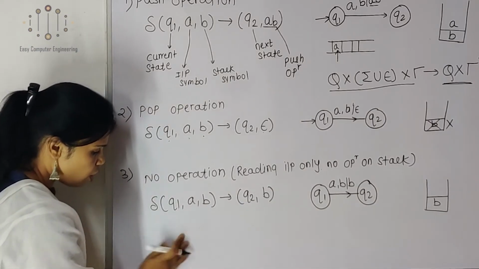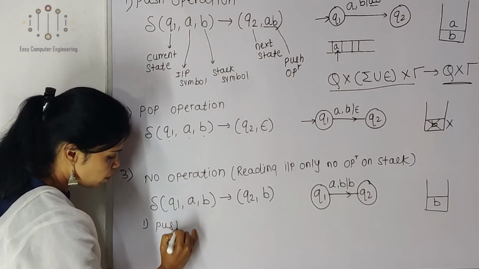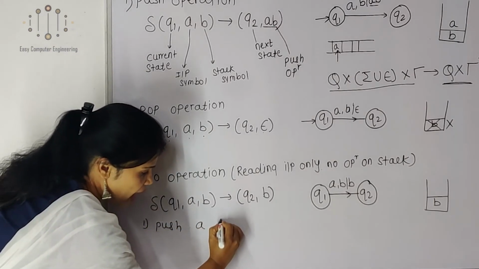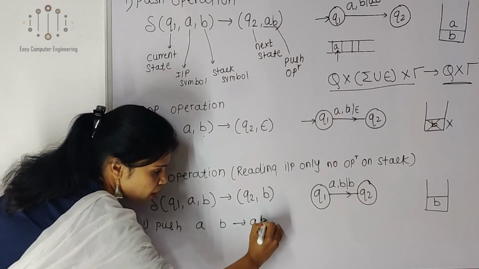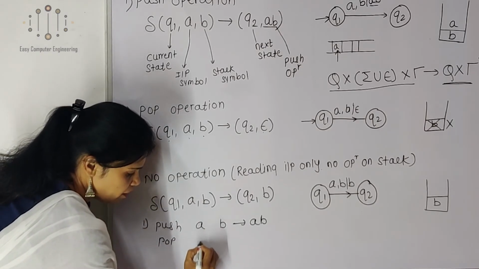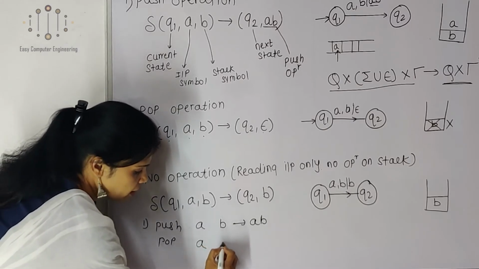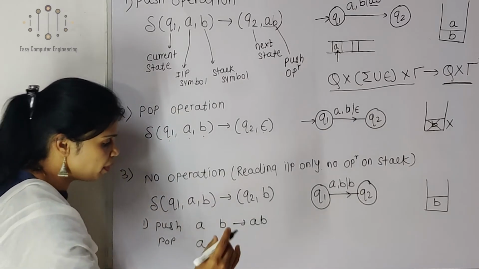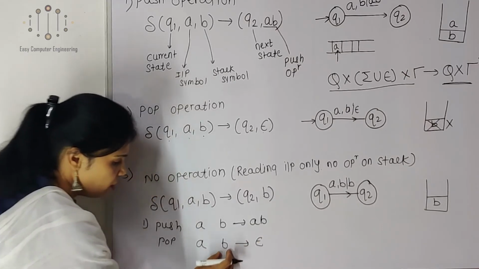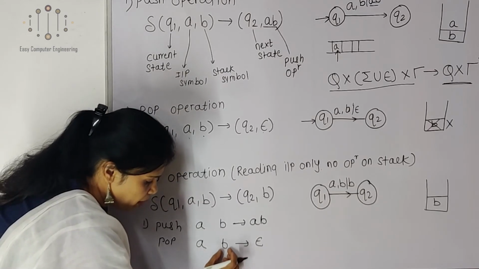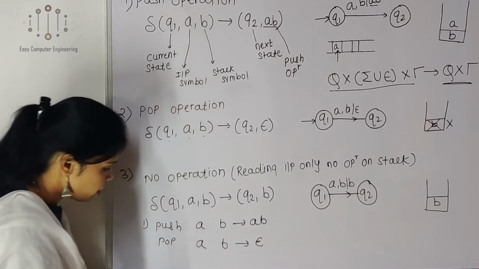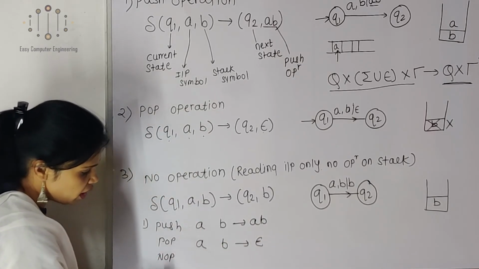So what we saw first is the push operation. In the push operation, if my incoming symbol is A and in the stack is B, then we are doing the push operation AB, like this. Pop operation: if my input symbol is A and in the stack is B, pop it from the stack, means we will pop this B. We are reading A as well as popping B. Both operations we are performing. So how can we show that pop operation? Epsilon. Then no operation.